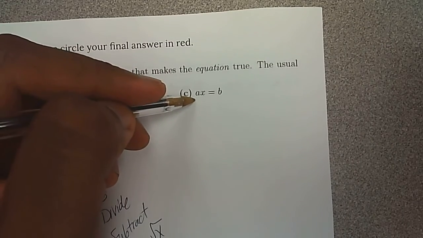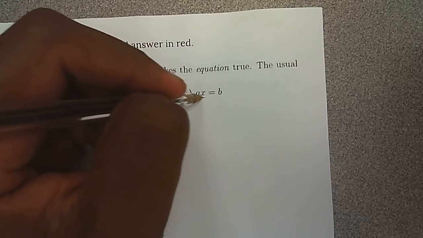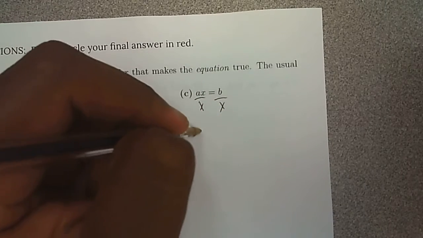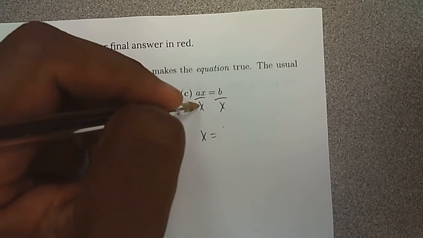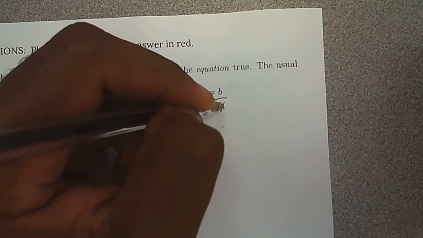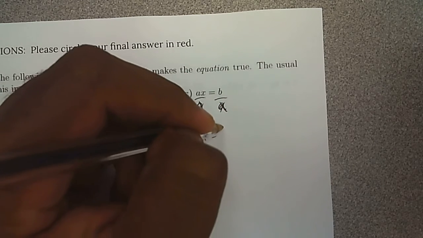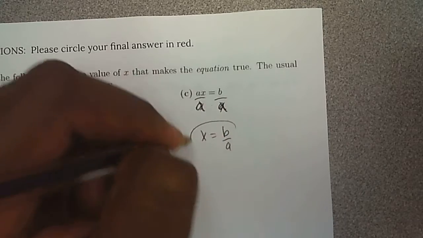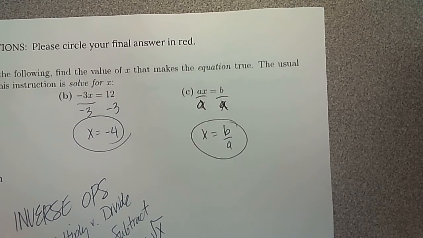So to get x by itself, the variable is being multiplied, so the inverse is to divide. Oh, I want to get x by itself, so I'm going to divide both sides by a. So this is b over a. Not 6, b over a. It gets tricky.